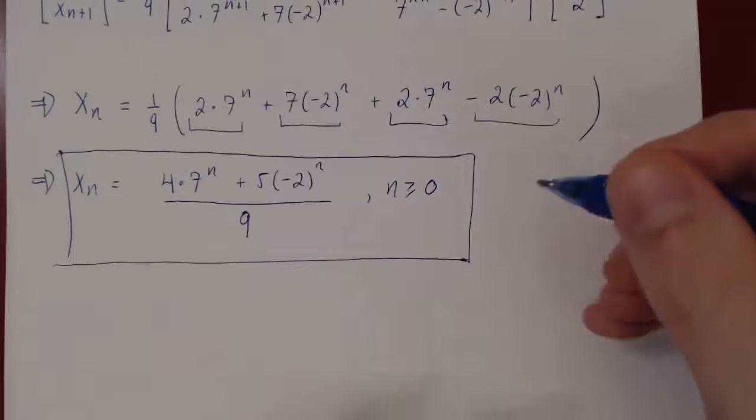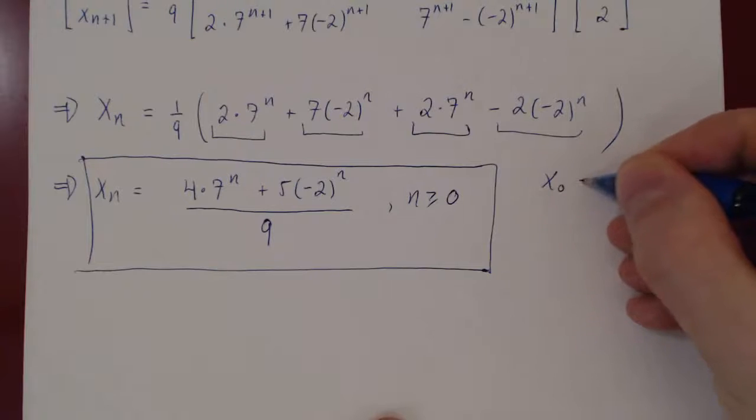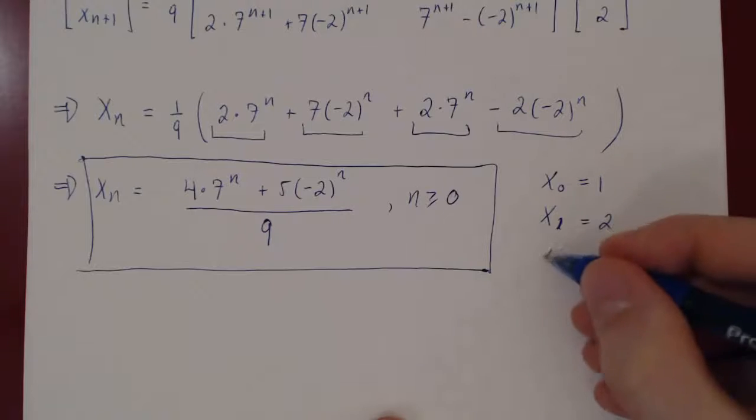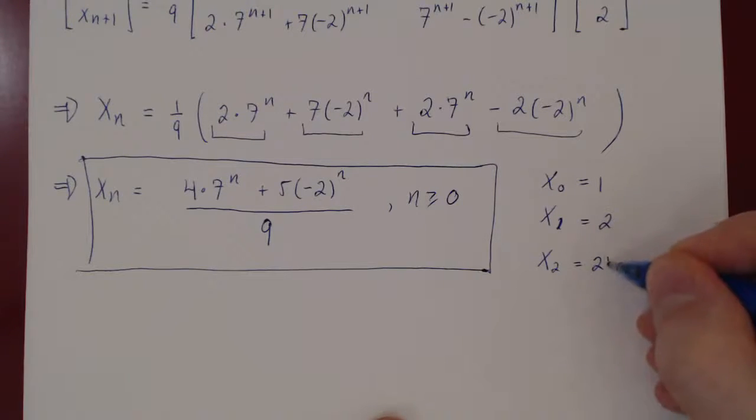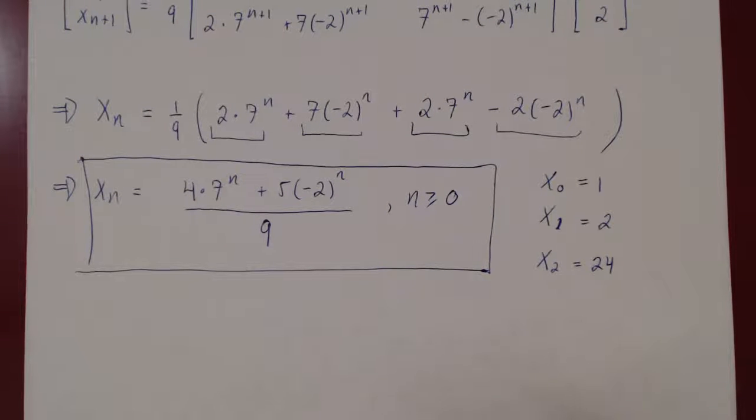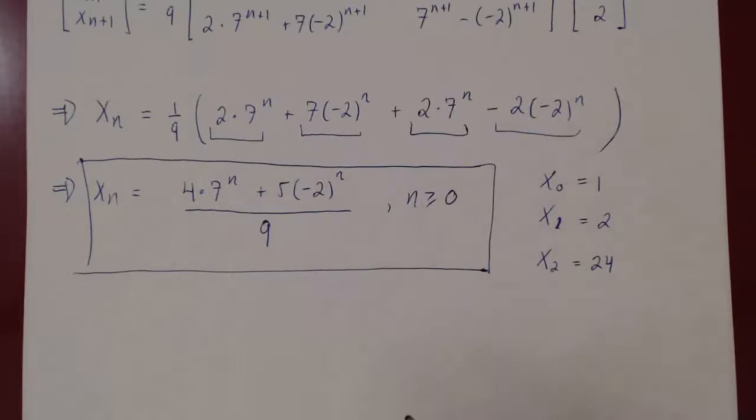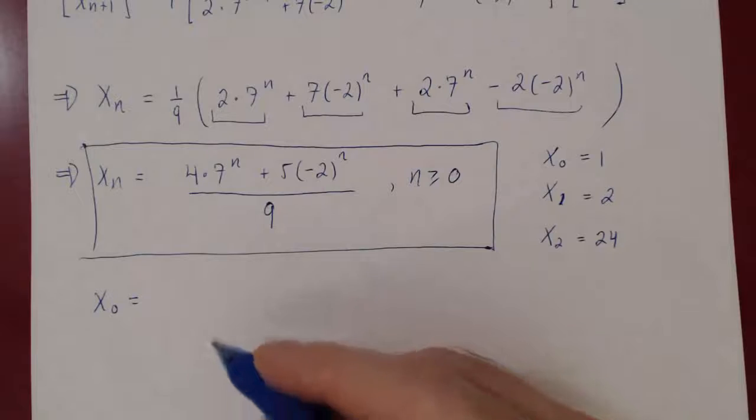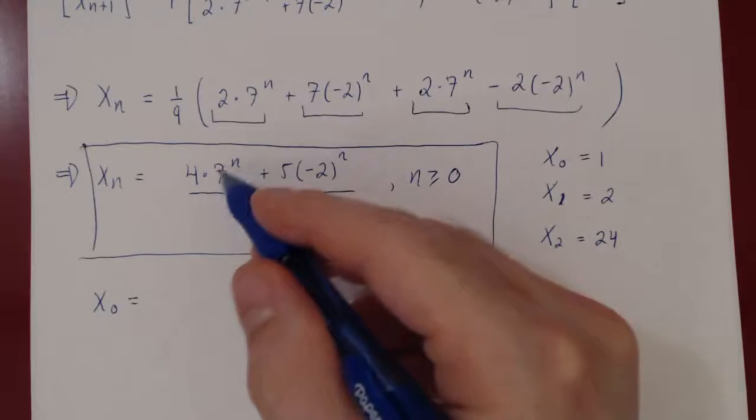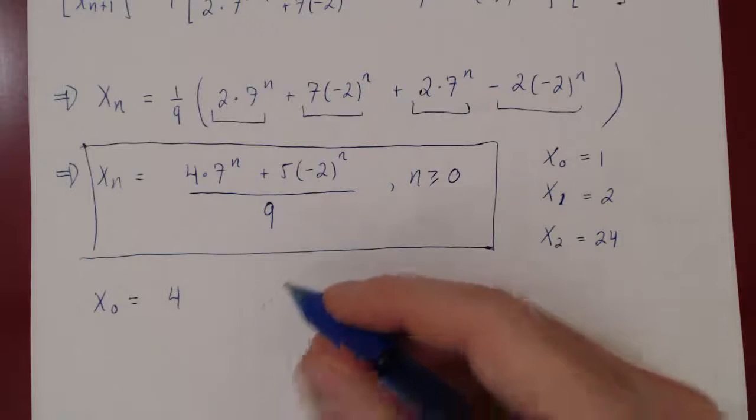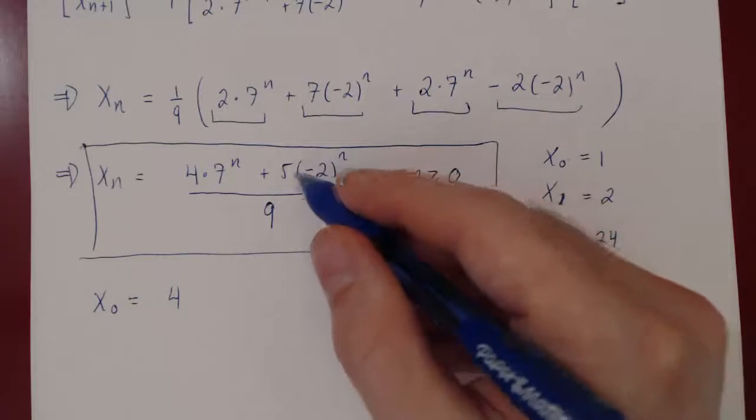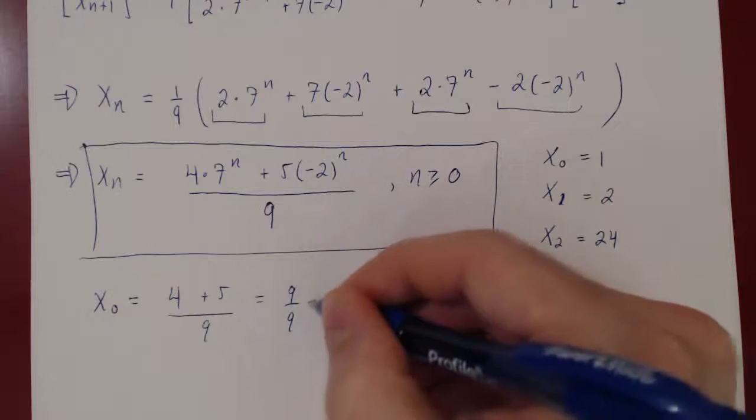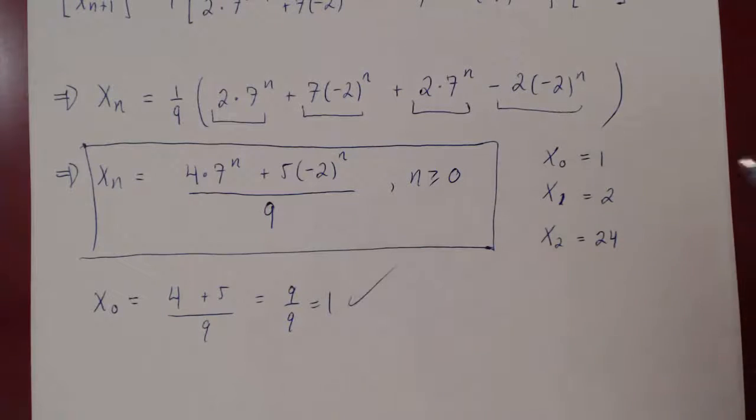So we had found that x0 was equal to 1, x1 was equal to 2, and x2 we found to be 24. So let's just check that this formula holds, that we haven't made a mistake in our calculation. So x0, if we use the formula, well, 4 times 7 to the 0 is, this is 1, so it's just 4, plus negative 2 to the 0 is 1, plus 5, over 9. 4 plus 5 is 9 over 9, which indeed gives us 1, as expected.